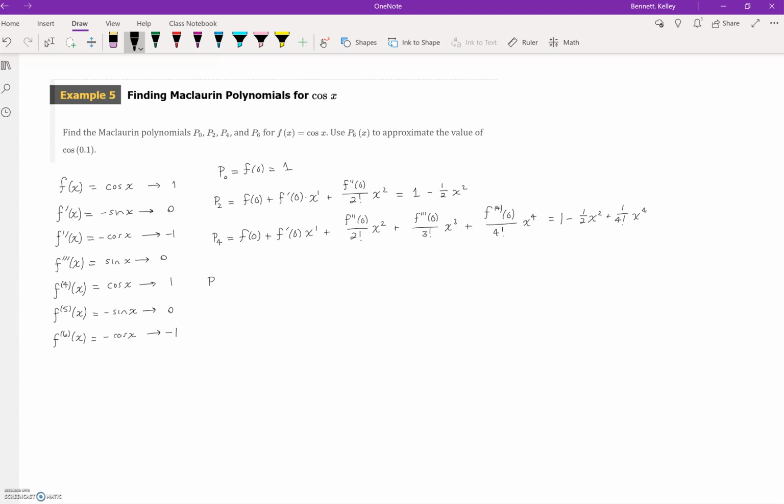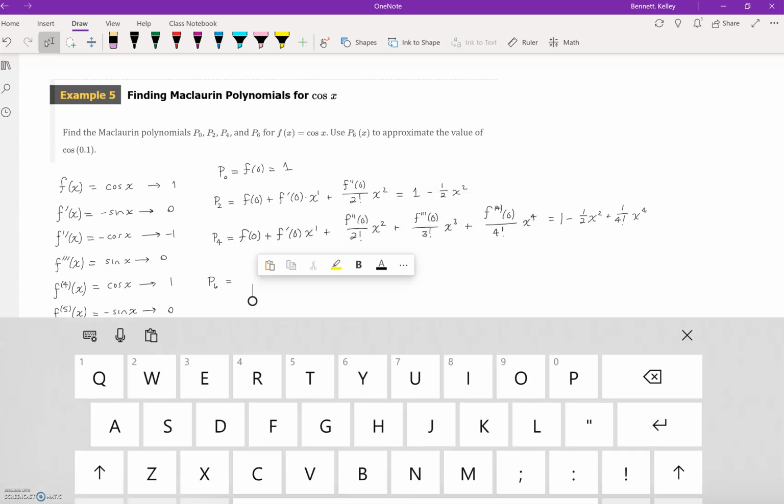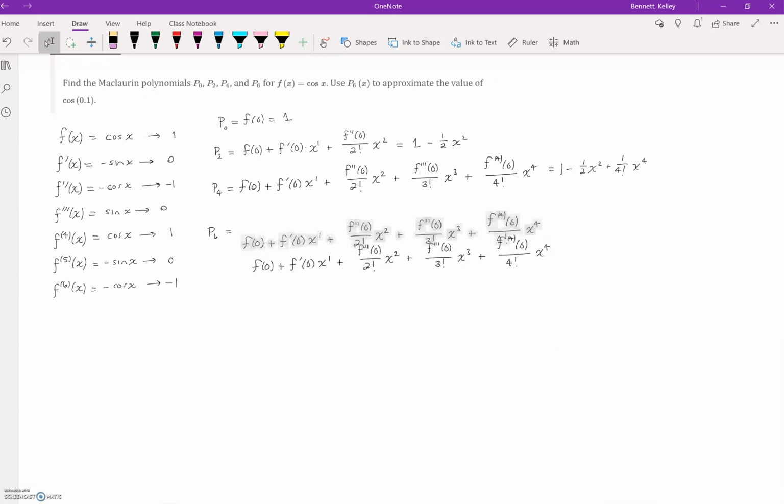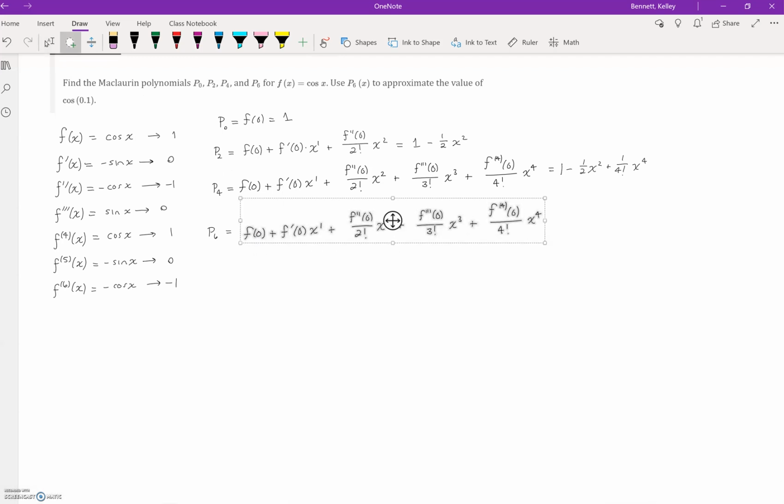And then for P6, it's the same thing, so let's just kind of copy these first 5 terms because we know we're going to need them here. And then we'll add on the next 2. So it's going to be plus the 5th derivative at 0 over 5 factorial, which we know will be 0. And then the 6th derivative evaluated at 0 over 6 factorial x to the 6th.